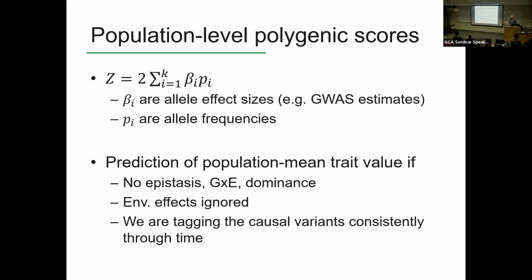We're also ignoring environmental effects on the phenotype, right? We know a lot of phenotypes change for environmental reasons over evolutionary time. Also, it assumes that we're tagging the causal variants consistently through time. So either we have the causal variants or we have variants whose LD is going to stay constant with them through time, which is probably not true. And finally, one I didn't put on here, but this ignores any causal variants that have influenced the trait in the past but are no longer segregating now. So there's a whole bunch of reasons you shouldn't take this as a readout of the trait history.